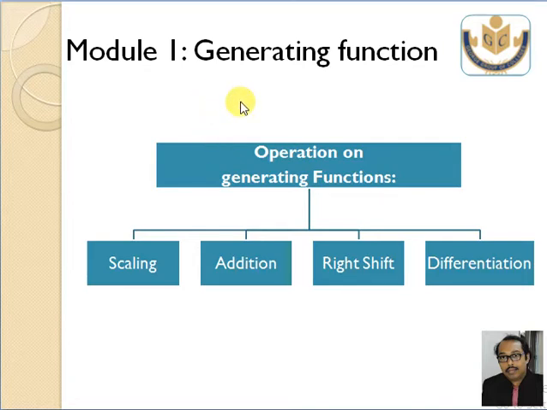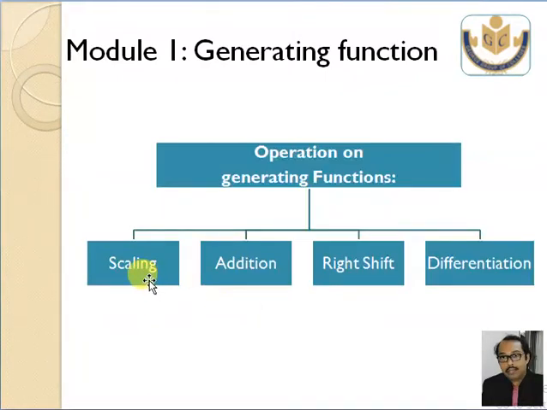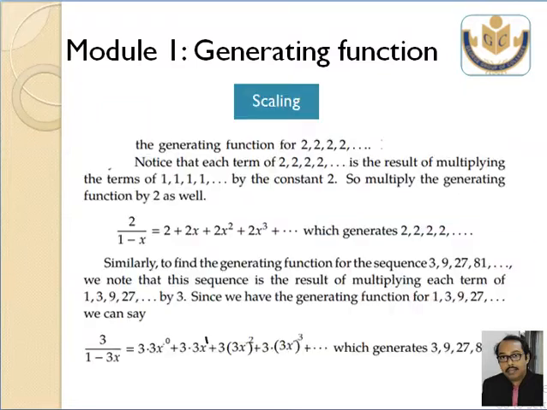So next is what are the operations on generating function. Basically there are four operations: scaling, addition, right shift and differentiation. In fact I have shown you all these operations today, like scaling and addition and right shift. All these are shown in one problem, like this one: shifting, scaling means multiply, then it was shifting. So we are going to learn this: scaling, addition, right shift and differentiation.